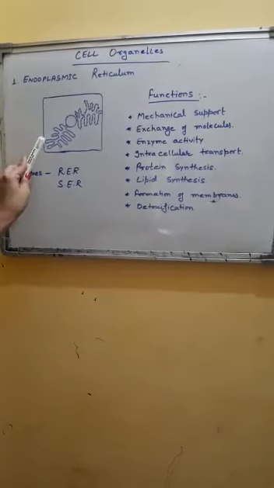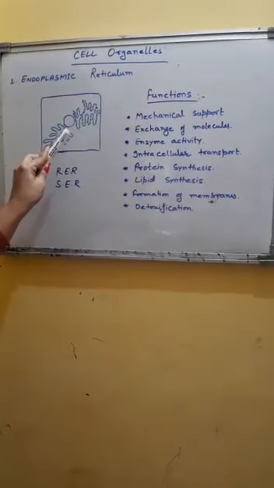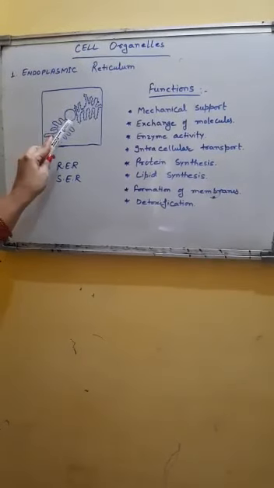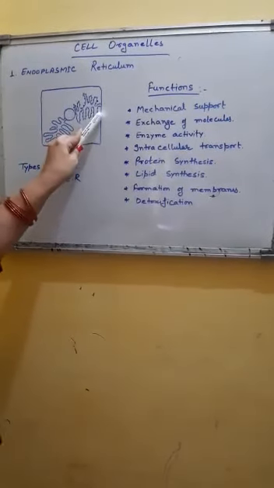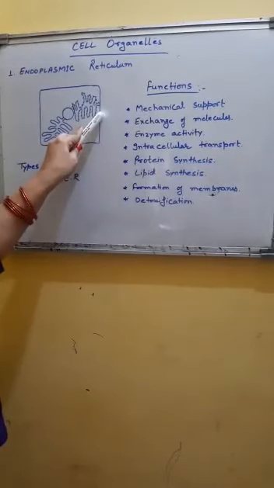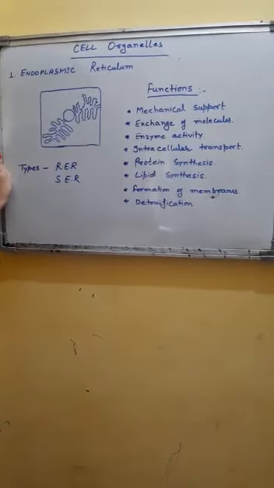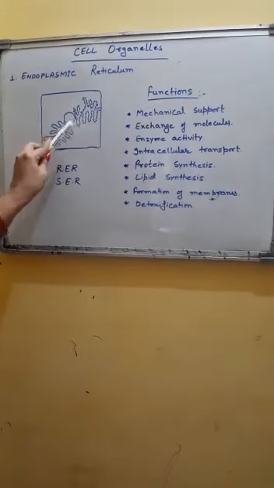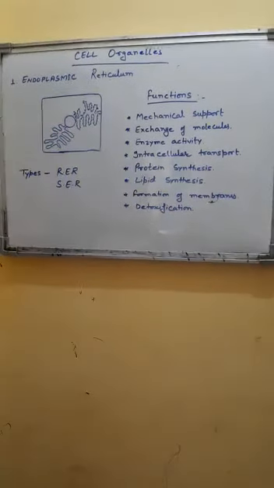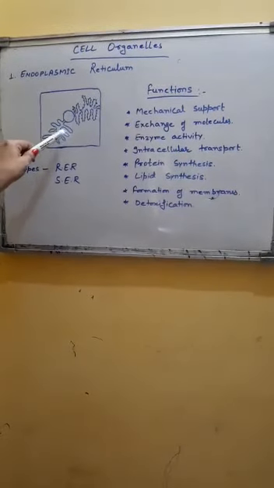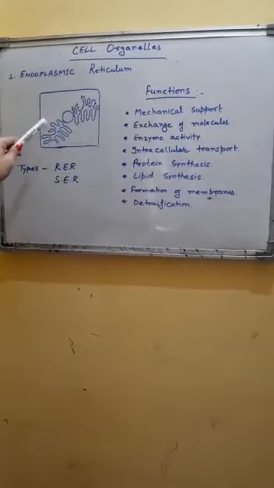It extends throughout the cytoplasm and is generally continuous either with the nuclear membrane or with the cell membrane or sometimes with both. This is the structure of endoplasmic reticulum. It is a dense membranous tubular structure present inside the cytoplasm.